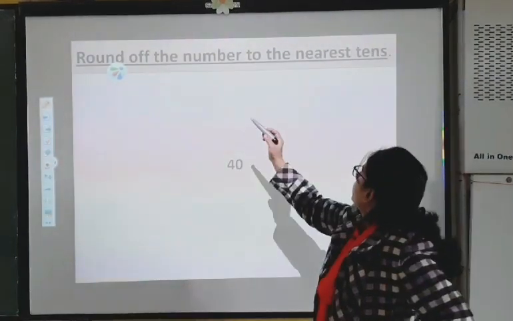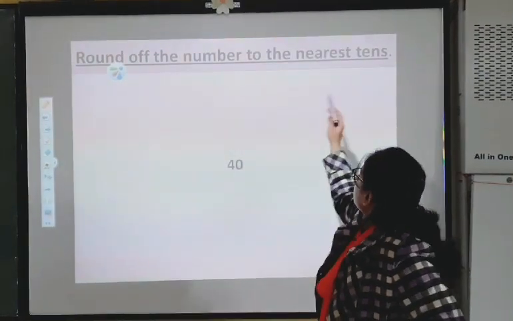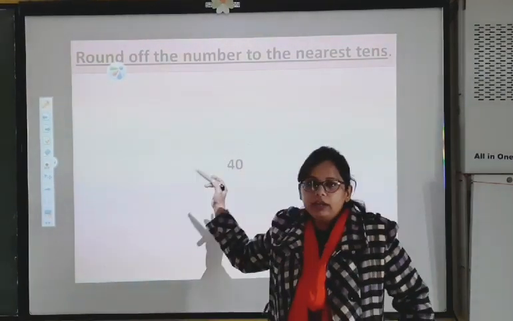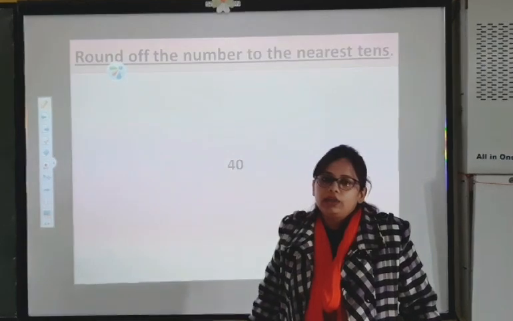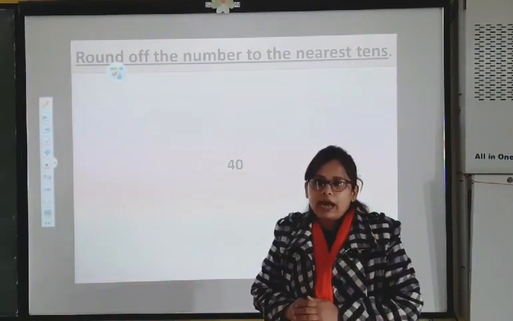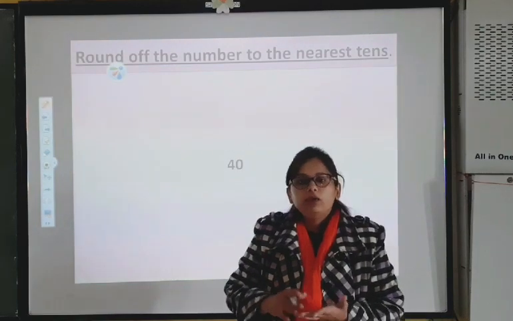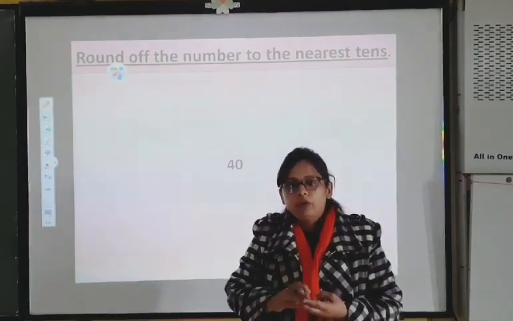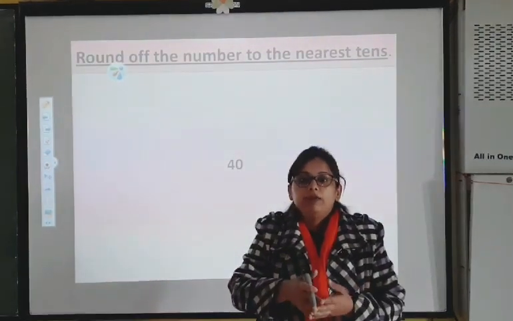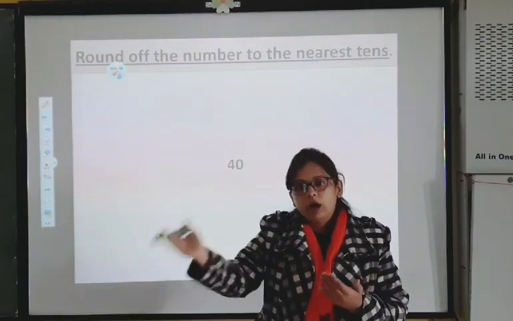Now children, round off the number to the nearest 10. Now the number is 40. So children, what if the number is 40? I have told you about the number on the ones place, which will be 1 to 9. If the number is 1 to 4, you have to round down, and if the number is 5 to 9, you have to round up.